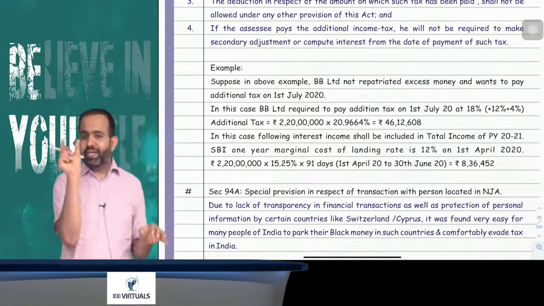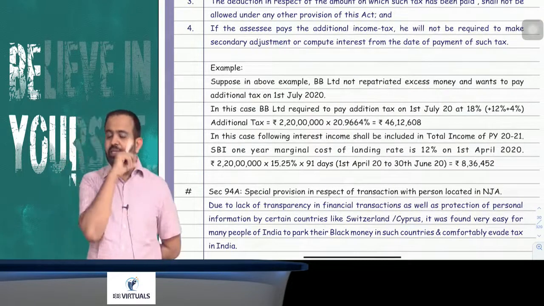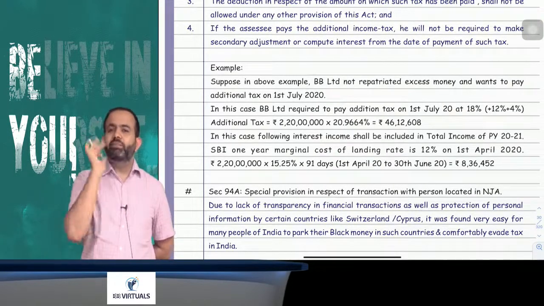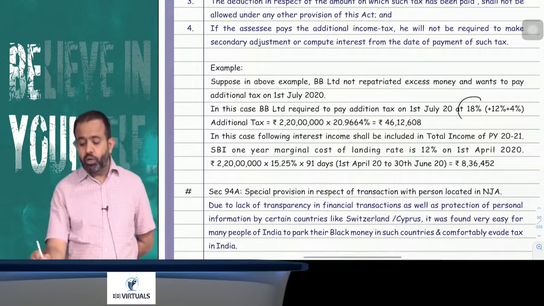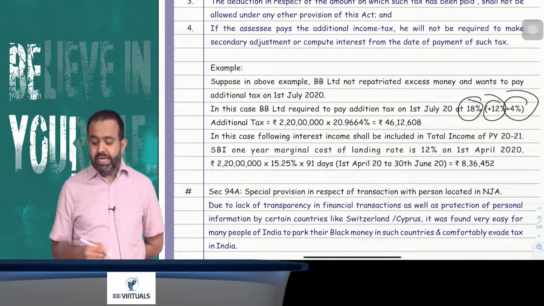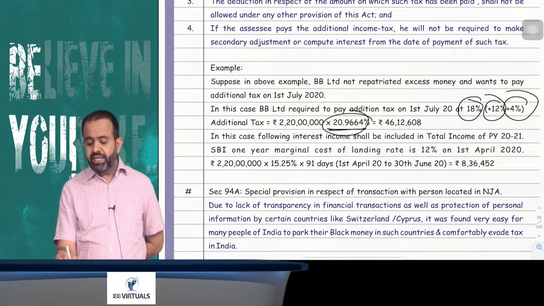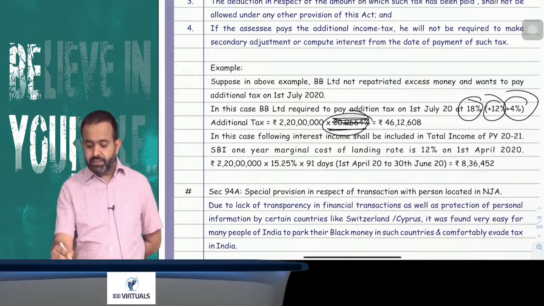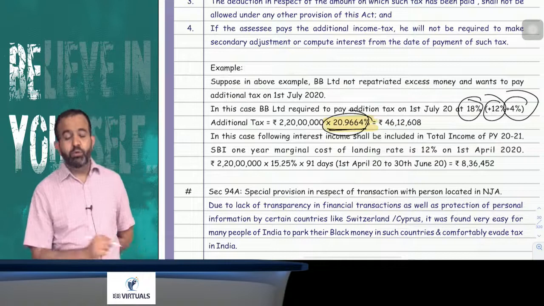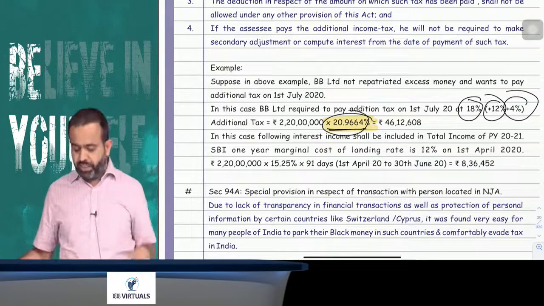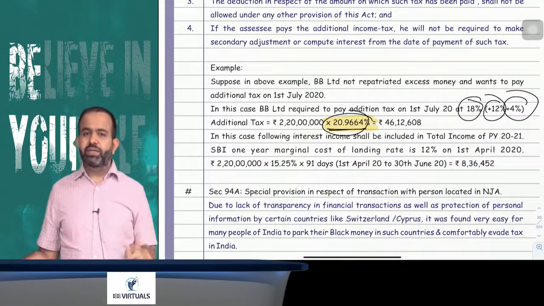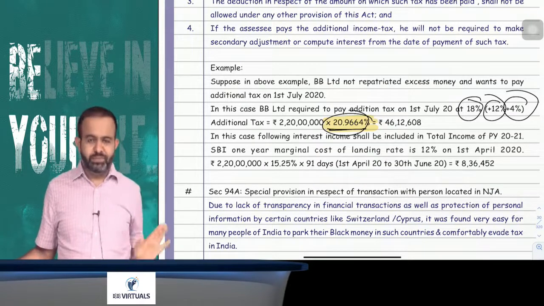Just pay 18% tax on whatever your excess money is on that non-repatriated amount, and the 18% should always be added with 12% surcharge and 4% health and education cess. That is the 20.9664%. Just pay the tax, that is 20.9664%, and after that we will not add the interest income. You got my point or not?